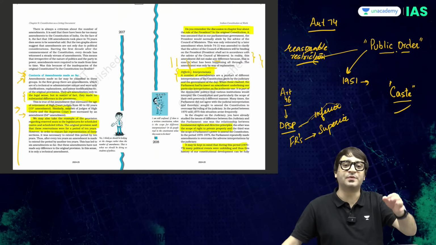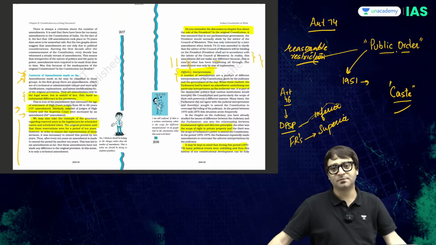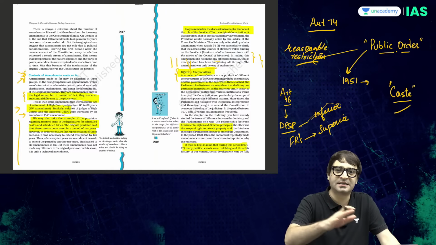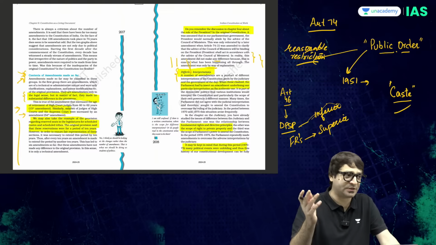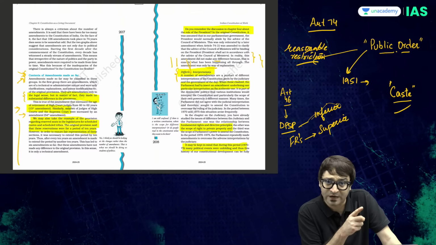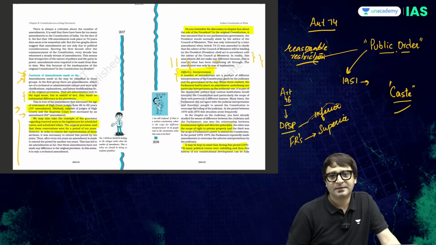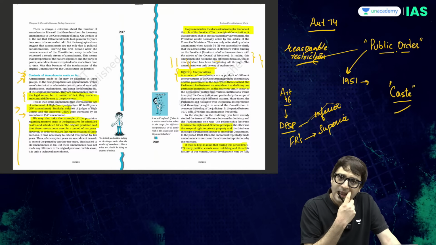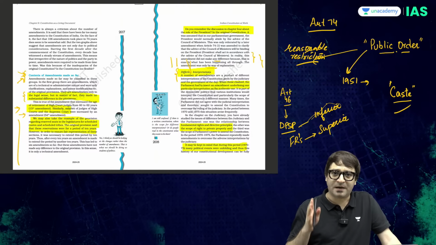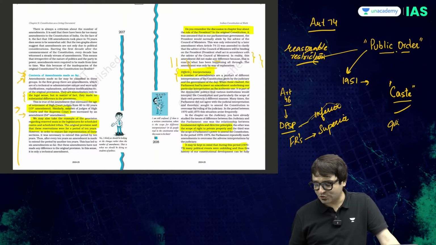Similarly, land reforms were declared unconstitutional by the court. The Zamindari system, which was abolished by the Parliament, was declared unconstitutional because you are violating a right to property. The Supreme Court said you can't do that. And how did Parliament react? Parliament amended the Constitution and provided for the 9th schedule.